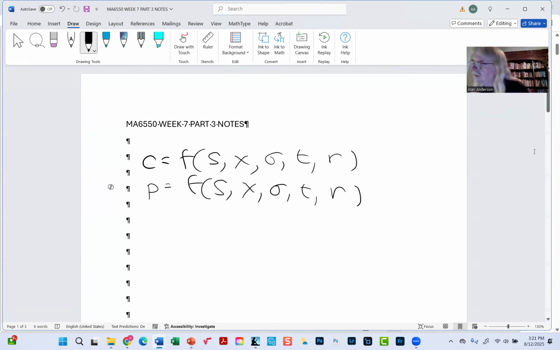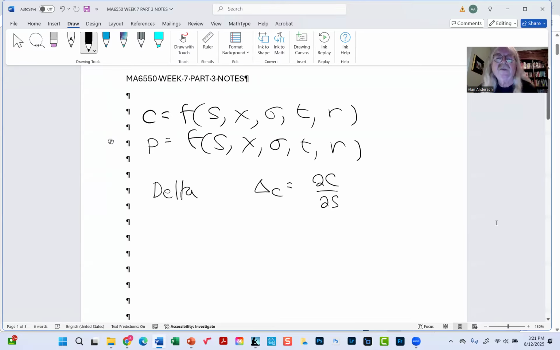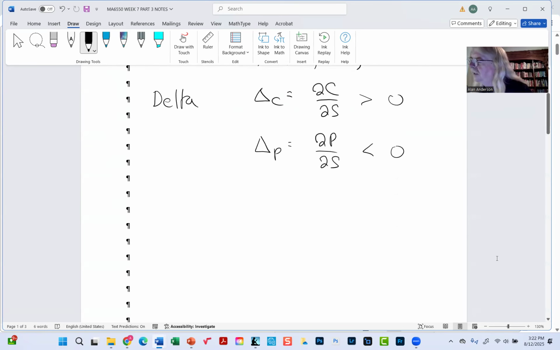All right, so the ones we already looked at were delta. The delta of a call is the change in the call price with respect to the stock price. And then for the put, the one thing we do remember is that this one is strictly positive, this one is strictly negative, and they're tied to each other in the following way. Where delta C, if we subtract one, that'll give us delta P.